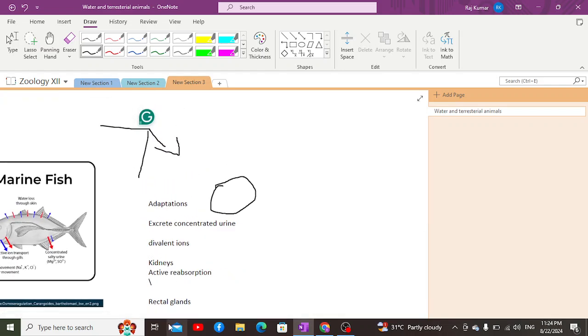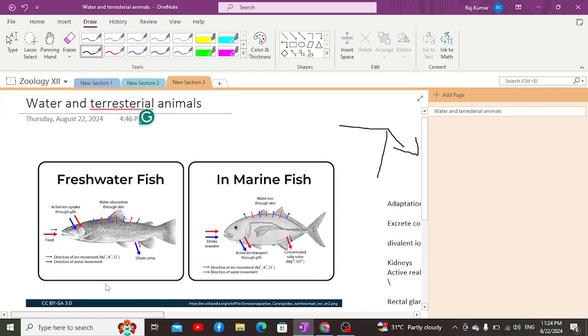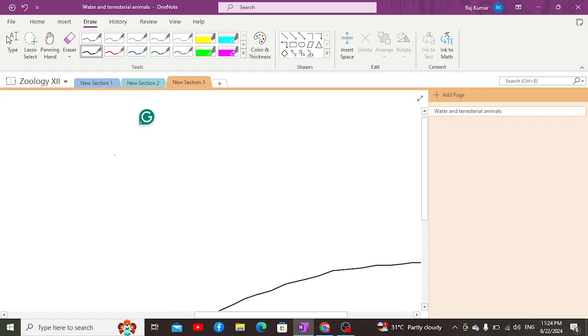But if we talk about freshwater fish, in freshwater animals, they face the problem of flooding. Their cells can get swollen up and eventually burst in several conditions. So for that, first and foremost, they excrete dilute urine, with a lot of water and less salt concentration, or even minimal salt concentration. Apart from this, they actively intake salt.